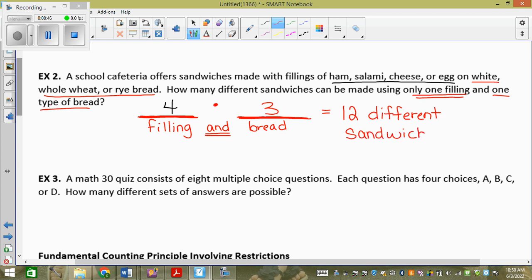Remember, if it's a word problem on your diploma in the written response, you have a sentence. So in this case, I would say, there are 12 different sandwiches that can be made using with only one filling and one type of bread. Basically reiterate the question, right?